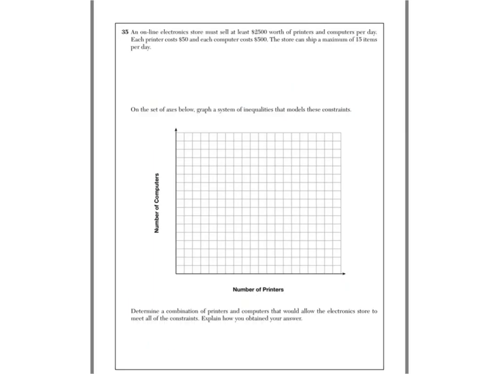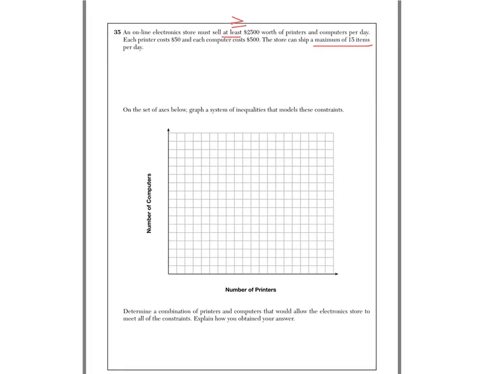Number 35. An online electronics store must sell at least $2,500 worth of printers. Keyword at least. So that means $2,500 or more, so that's greater than or equal to. Worth of printers and computers per day. Each printer costs $50 and each computer costs $500. The store can ship a maximum of 15 items per day. So that means it's 15 items or less, so it's less than or equal to. Simple. So on the set of axes below, graph a system of inequalities that models these constraints.